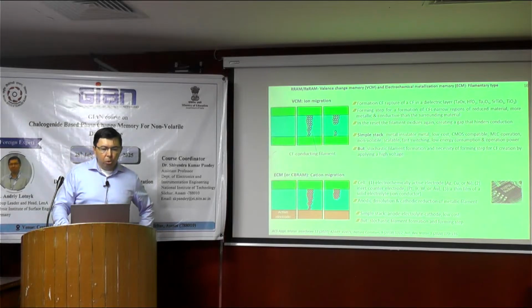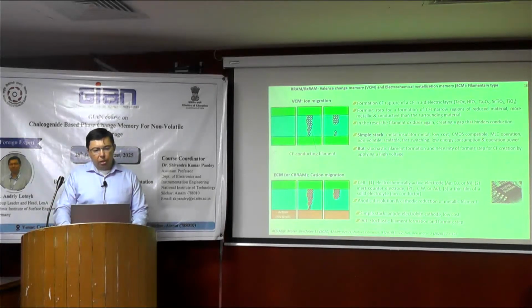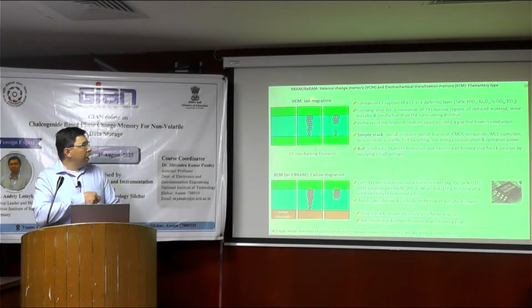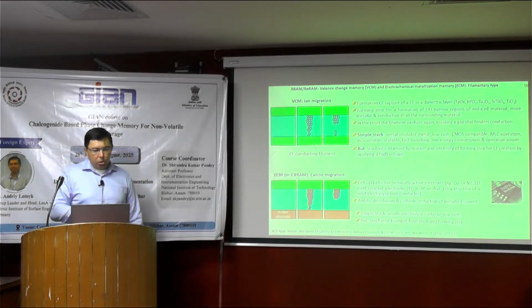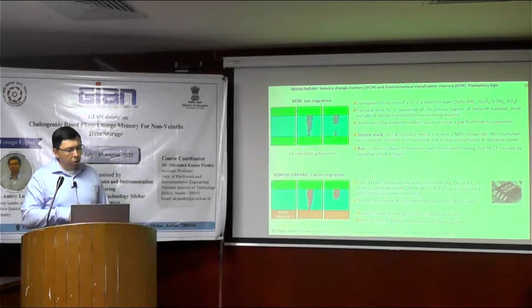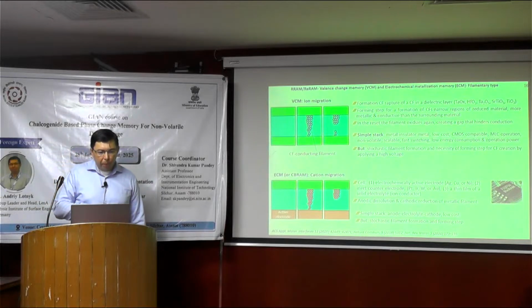This is ReRAM or RRAM, and there are two types. One is valence change memory, VCM. It's based on ion migration. Another type is ECM or CBRAM, which is based on cation migration. These are also very simple technologies, CMOS compatible.